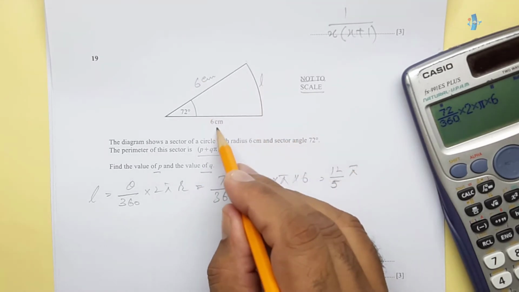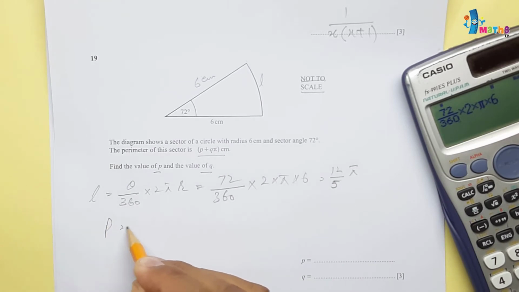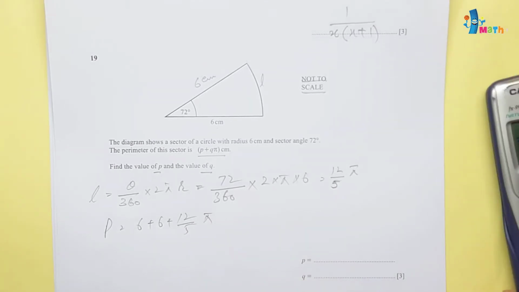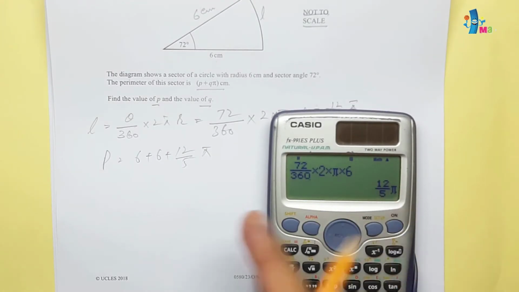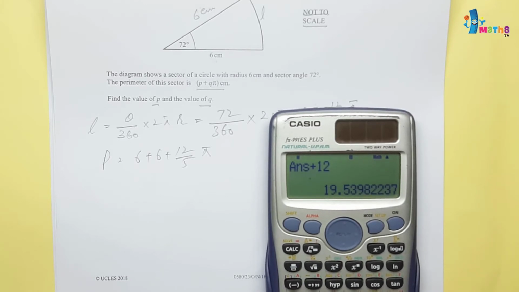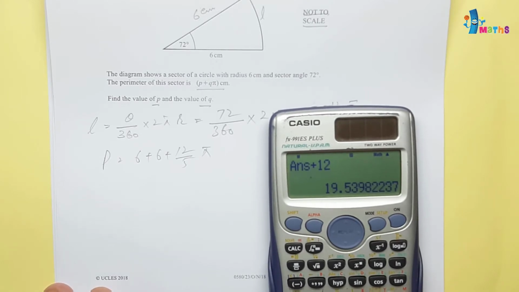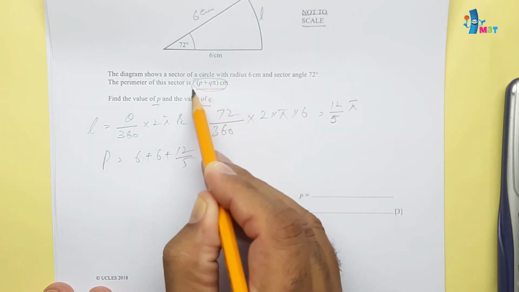Now we'll be adding 6 plus 6. So the total perimeter will be equal to 6 plus 6 plus this one, 12 by 5 pi. And hopefully you are understanding each and everything. So this plus 6 plus 6, which is 12, plus 12 will be equal to 19.53. Or, instead of solving this, we can compare this perimeter with this one.